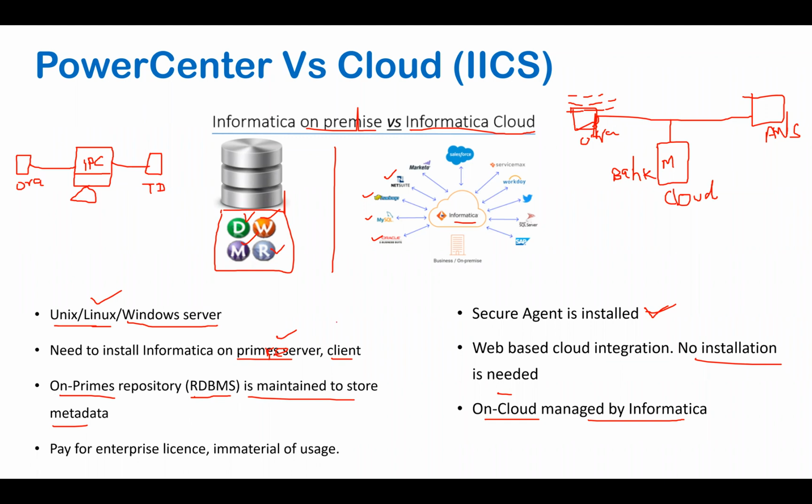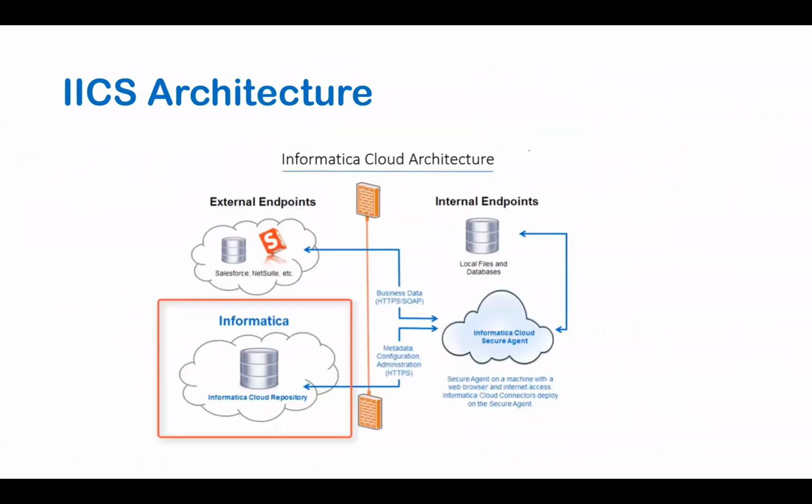And here we have to pay for the license for particular users, and you can use it irrespective of usage. But in IICS, you pay for how much you are using. That's the concept here: pay for the resources we are using. That's a difference between Informatica on-premises server, that is our PowerCenter, and Informatica IICS.